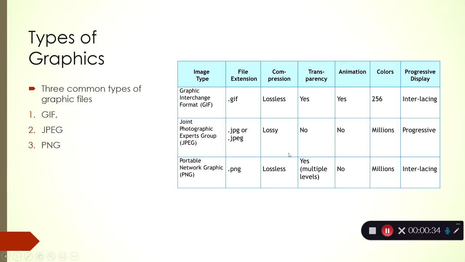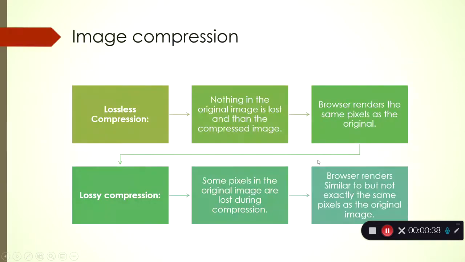Let's look at the other characteristics. For example, let's see compression. What is compression? Compressing the image size for the purpose of transmission. When you transmit an image over the internet, we always have to compress the size of any multimedia file. When we compress an image, there are two different types of compression: lossless compression and lossy compression.